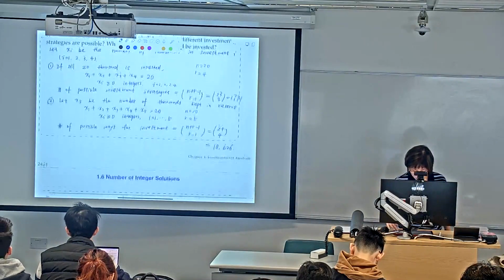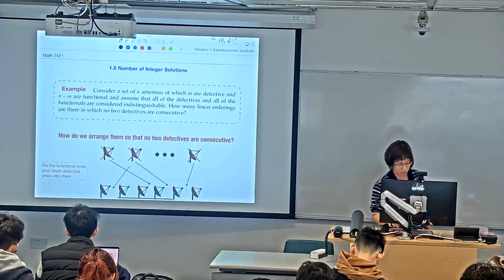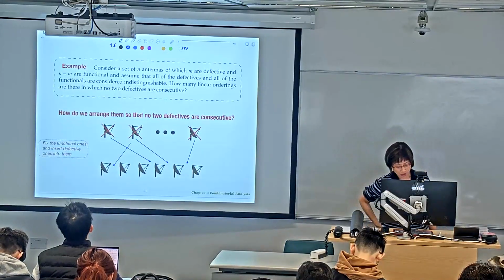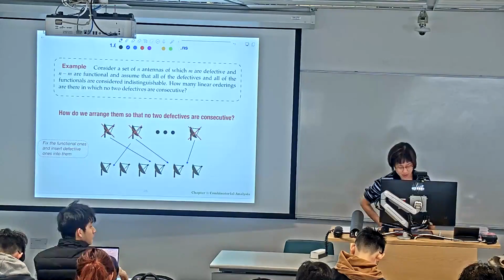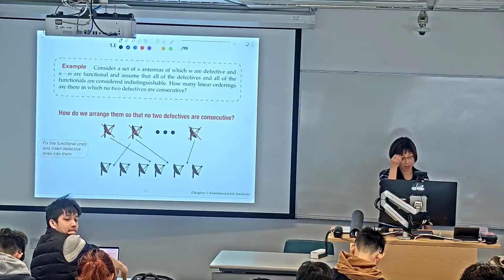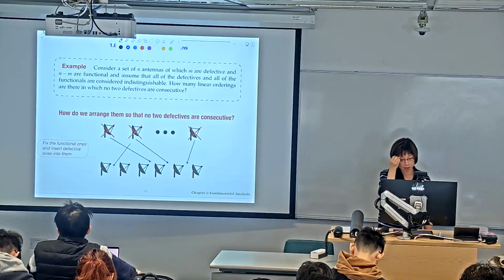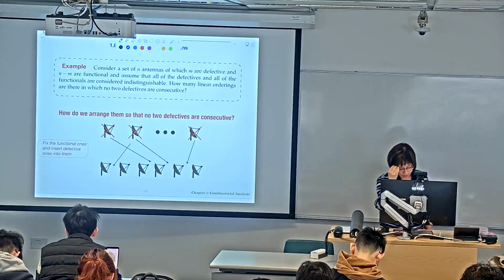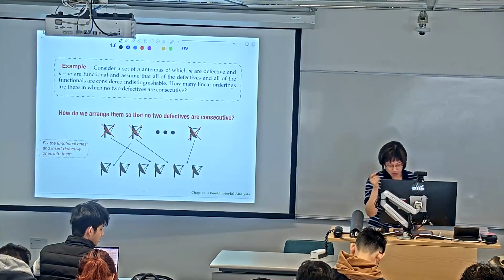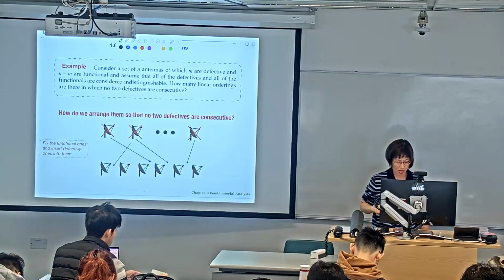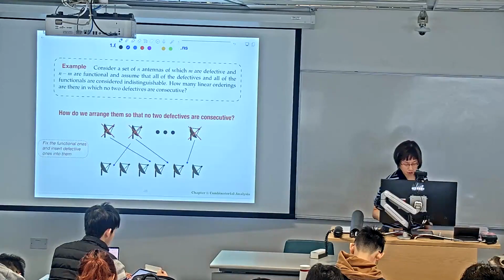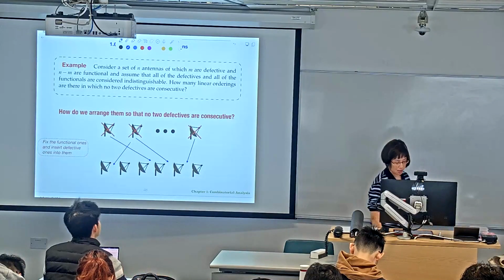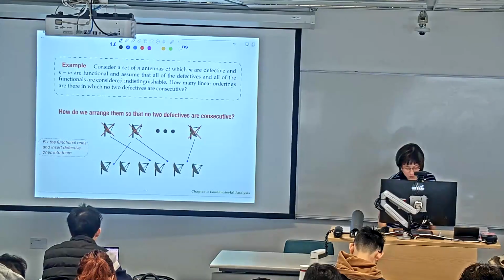Okay, so last example for this chapter, we go back to the same example we mentioned last time, arranging these antennas so we have a working system. So we have in total n antennas. Among them, m are defective, n minus m are functional. And we don't want two defective ones to be next to each other. And of course, assume all the defective and all the functional ones are indistinguishable. We want to find out how many linear orderings are possible such that no two defective ones are consecutive.